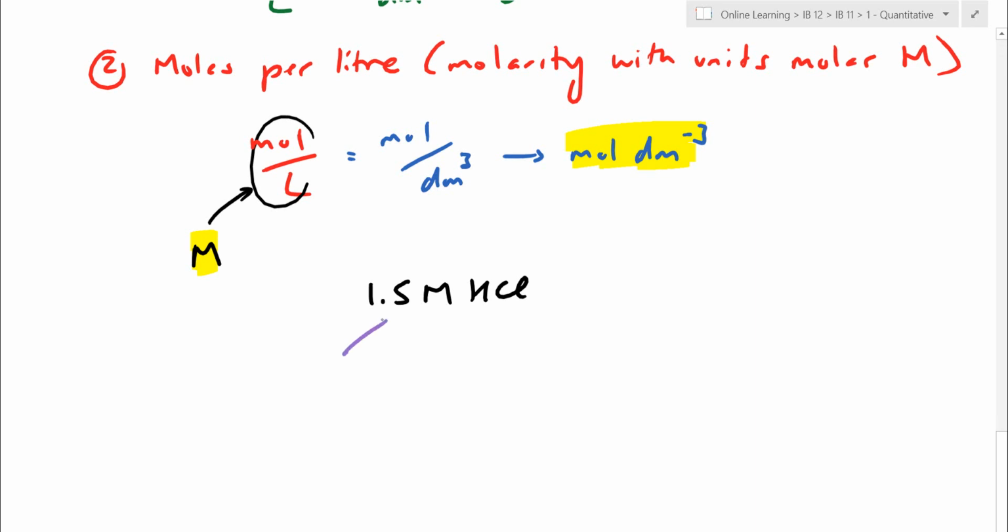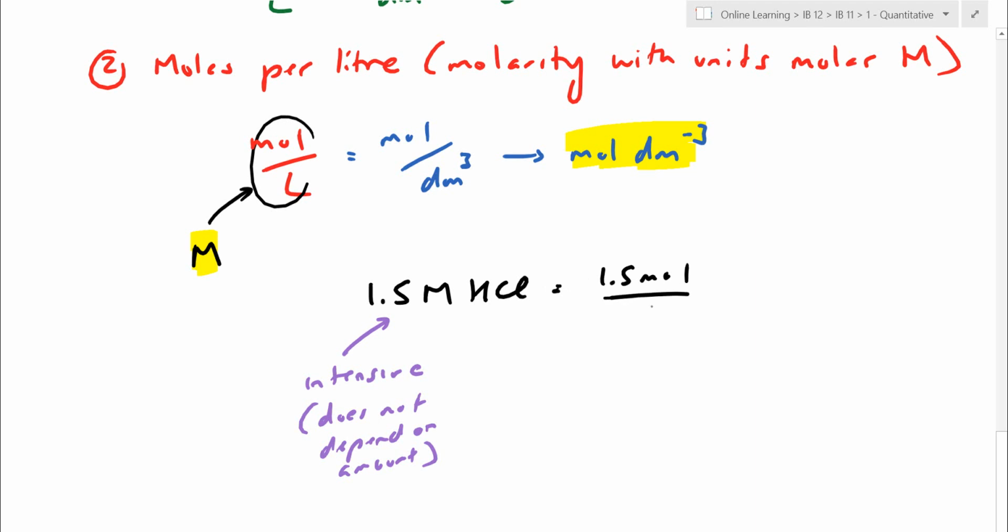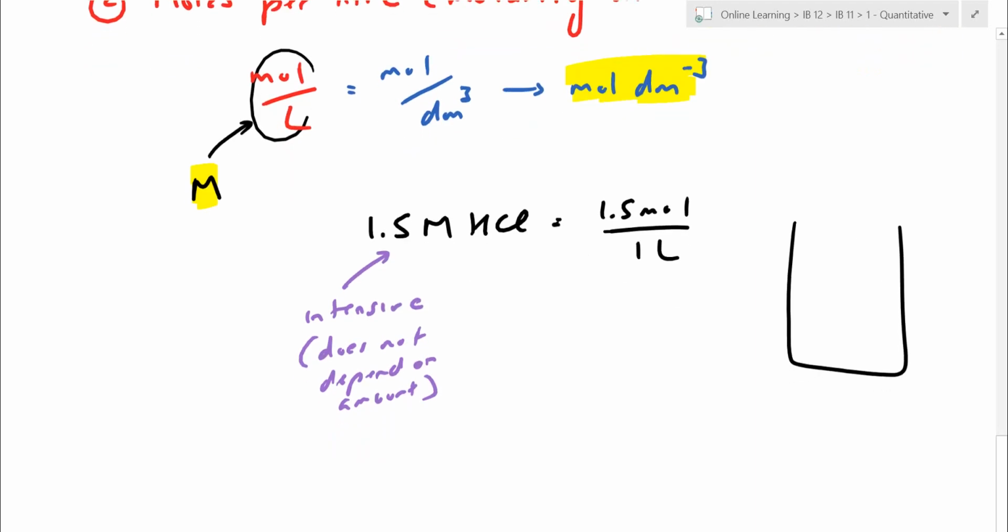It doesn't actually depend on how much is present. So intensive does not depend on amount. So even though this concentration conversion, 1.5 molar, means 1.5 moles for a given liter, that doesn't mean sitting in front of me has to be a full liter. But what it does say here is if I have a liter.